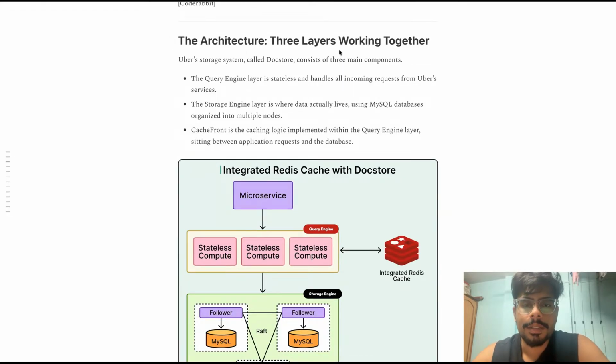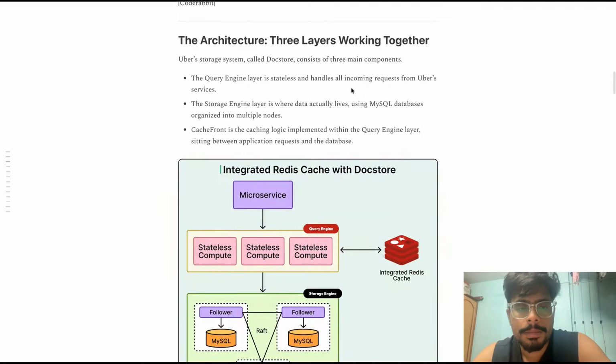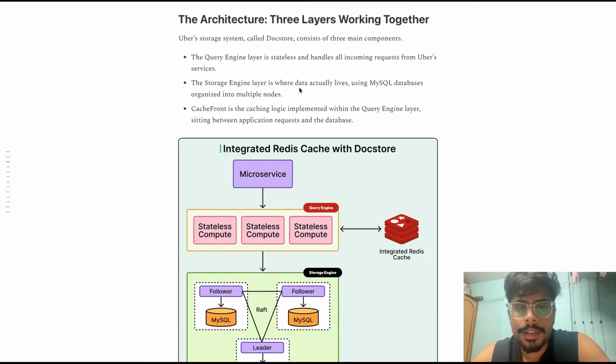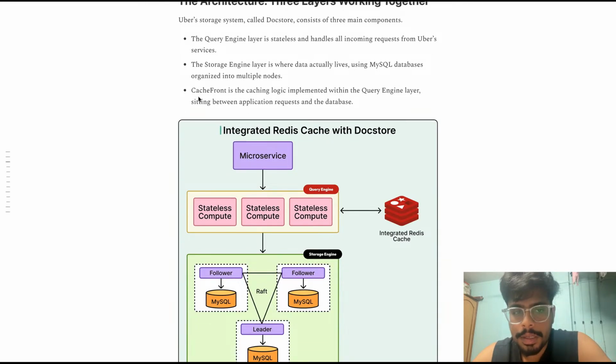So let's see the architecture. Three layers working together. Uber's storage system called Docstore consists of three main components. The query engine layer is stateless and handles all incoming requests from Uber services. The storage engine layer is where data actually lives, using a MySQL database organized into multiple nodes. Cache Front is the caching logic implemented within the query engine layer, sitting between the application requests and the database.